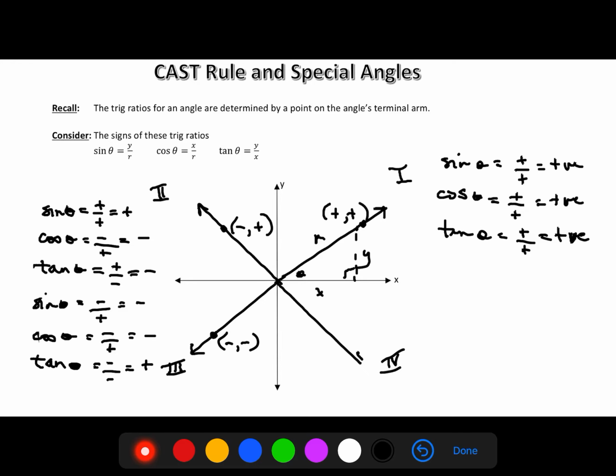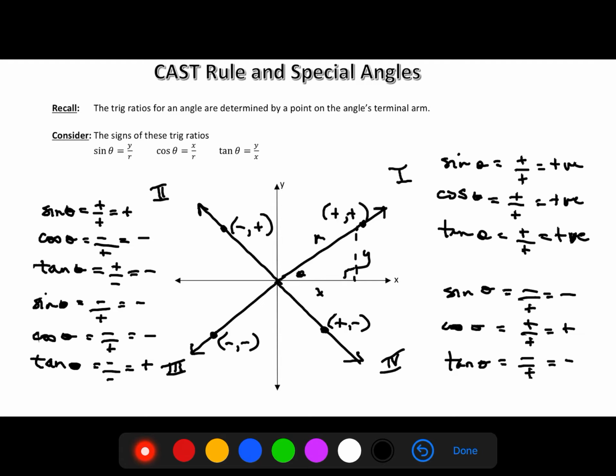And finally, in our fourth quadrant, looking at our x and y values, x is positive, y is negative. So coming up with sine, we're going to have a negative divided by a positive, which gives us a negative. Cosine, we're going to have a positive divided by a positive, which gives us a positive. And tangent, we're going to have a negative divided by a positive, which gives us a negative.